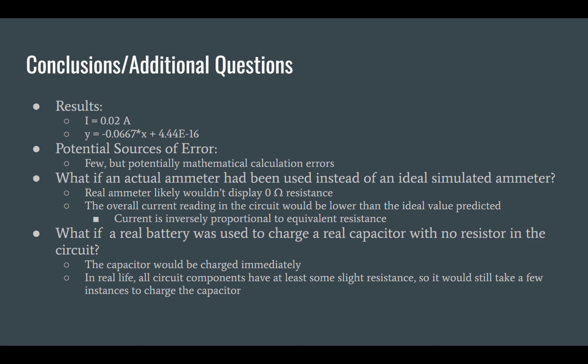And now some additional questions to consider. What if an actual ammeter had been used as the ideal simulated ammeter? Well, it likely wouldn't have displayed 0 ohm resistance because the overall current in the reading would be lower than the ideal value predicted, because current is inversely proportional to the equivalent resistance.